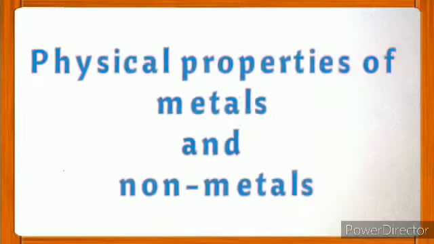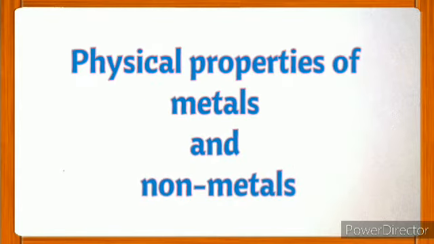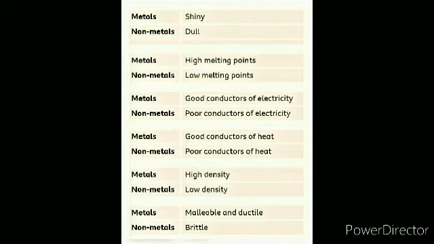So now we will move on to the physical properties of metals and nonmetals. The metals are shiny whereas nonmetals are dull. The best examples are gold, silver, copper for metal and carbon for nonmetal. The melting points of metals are generally high whereas the nonmetals have low melting points. The metals are good conductors of electricity whereas the nonmetals are poor conductors of electricity. The metals are also good conductors of heat, whereas nonmetals are poor conductors of heat.